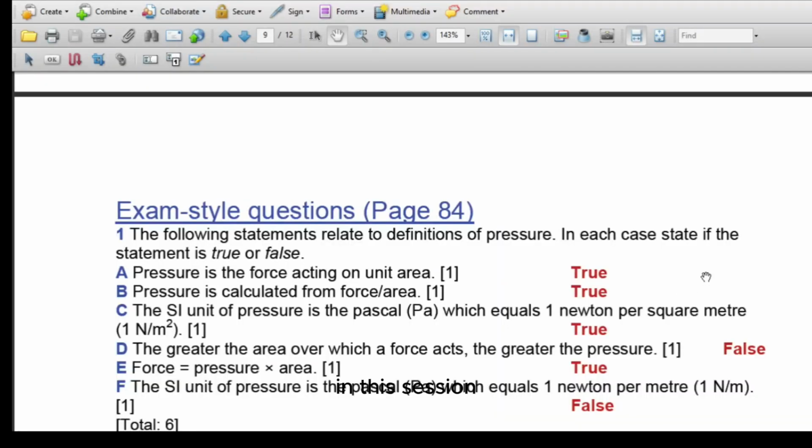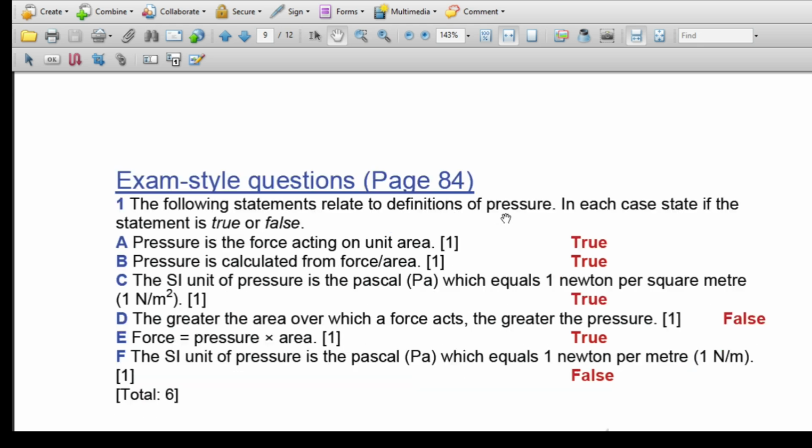Bismillah Rahman Rahim. In this session, we will discuss exam style questions on the topic of pressure from the O-level physics subject. And here we have some true and false statements. Number one is: pressure is the force acting on unit area.